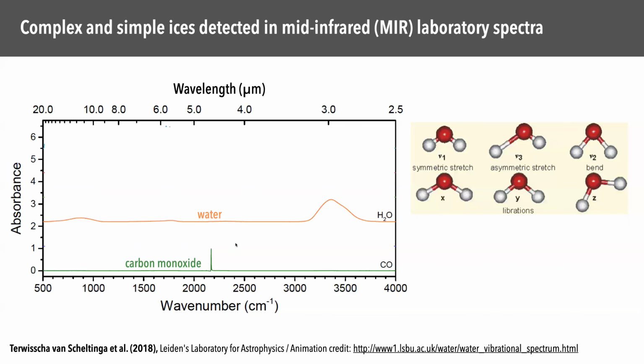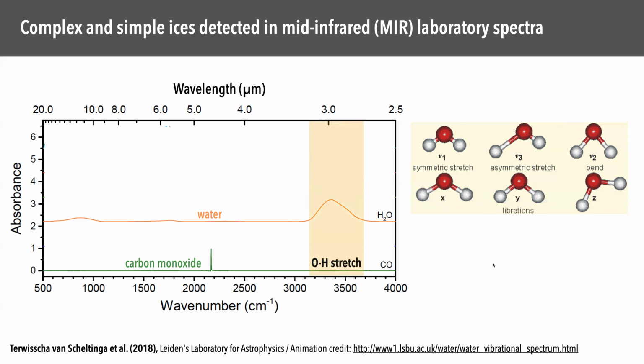And each ice species has sort of a characteristic fingerprint that you can get from these different features. So you can see that carbon monoxide, which doesn't have a hydrogen in it, doesn't have the OH stretch. Instead, it has a CO stretch at around 4.7 microns here.